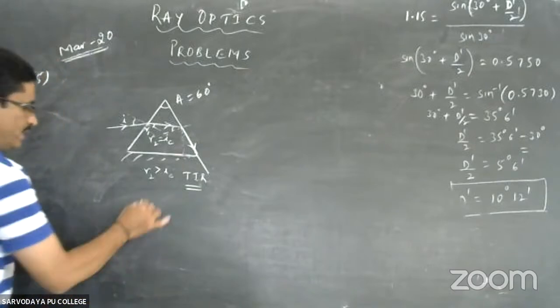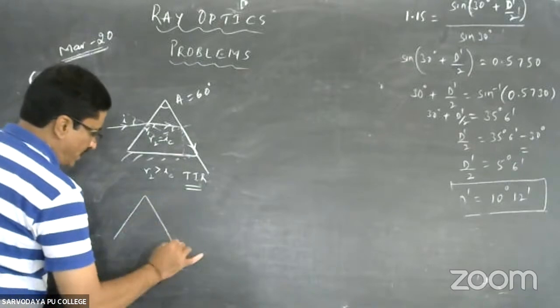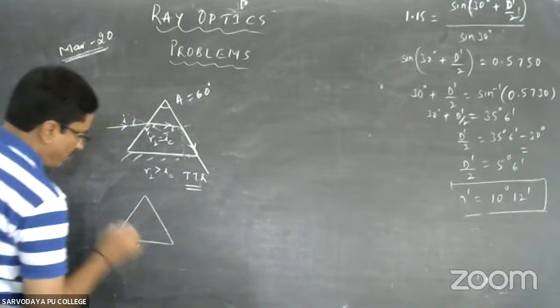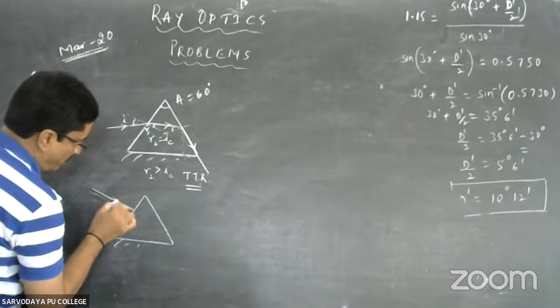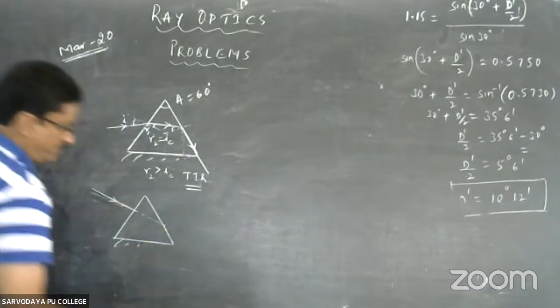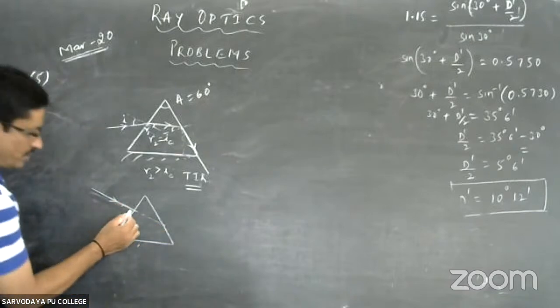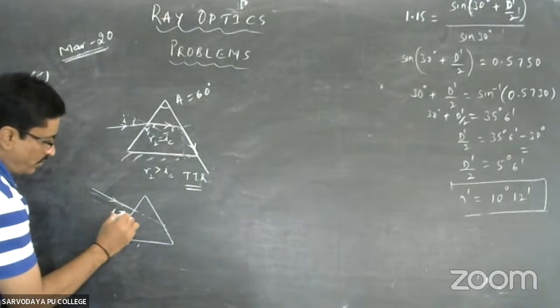Remember, what they do is, the ray of light incident along the normal to the first surface itself. Along the normal it comes, so for us I becomes equal to 0.